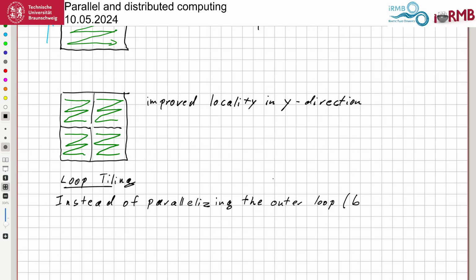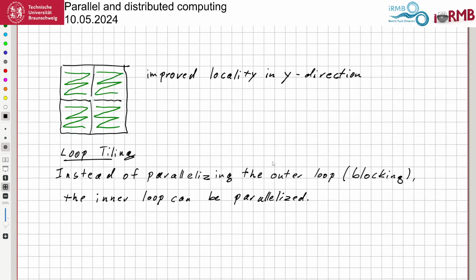So the outer loop, this is what we call blocking. You can also take the inner loop. Okay, so how does this look and what is it good for? So how does it look?